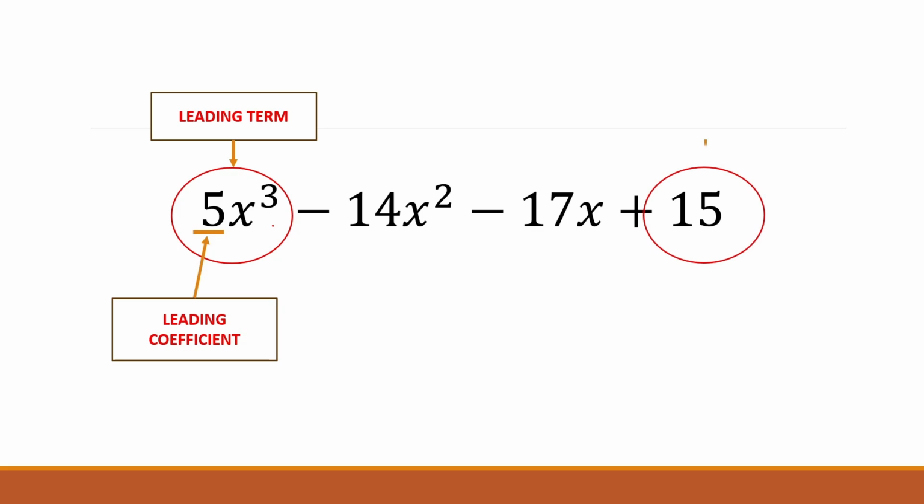And then 15 is what we call the constant term. When we say constant term, this is just a number, no variable. So it has no variable beside it. It is usually the last term when the expression is in standard form.